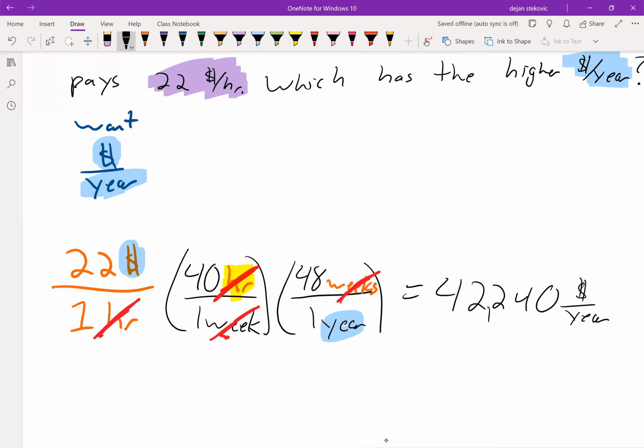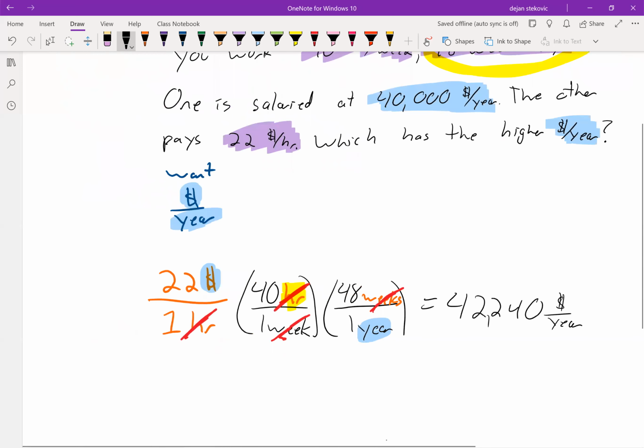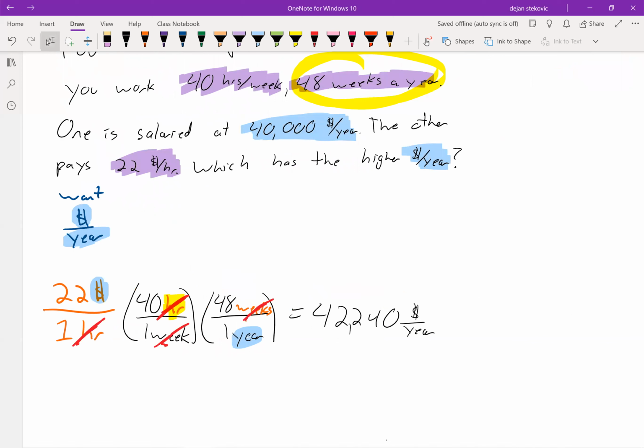Note that all of these values are exact numbers, so there's no sig figs here. And so you can see that the $22 an hour job pays more, as the salaried position only pays for 40 hours.